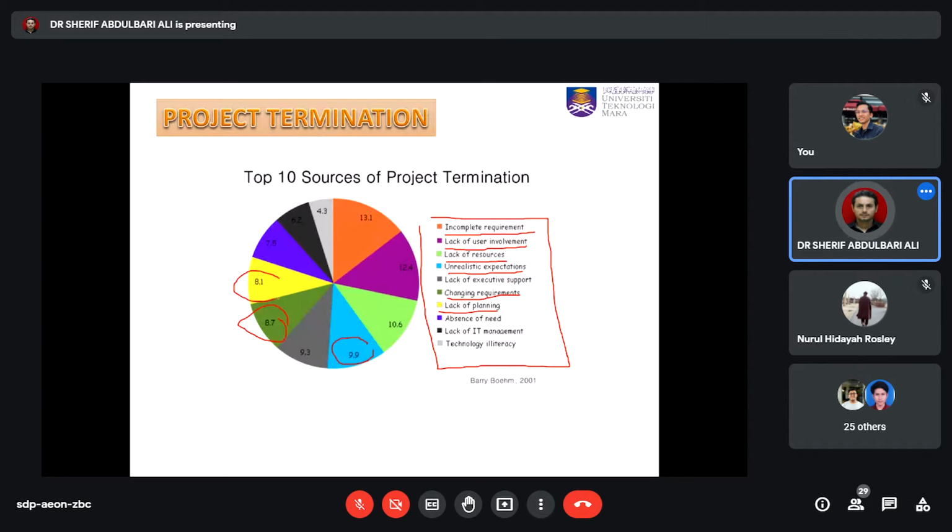Lack of planning, absence of need. So this means no response to why I need these projects. Lack of IT management, technical literacy. So all these factors can lead to project termination.